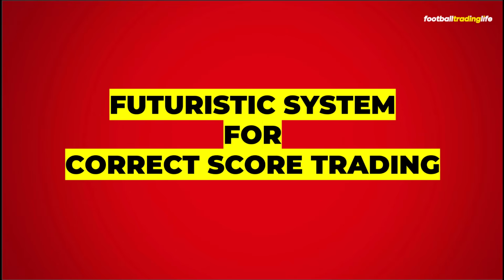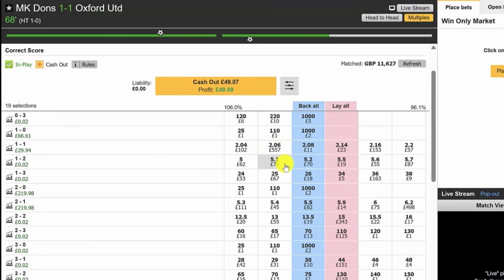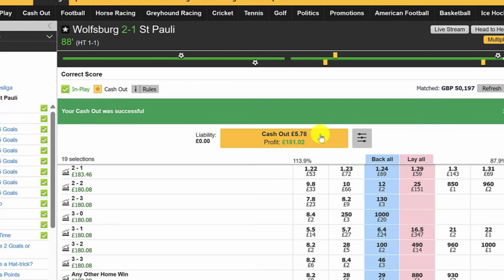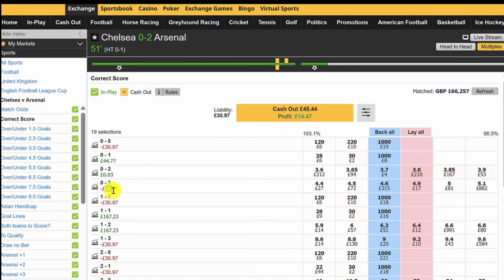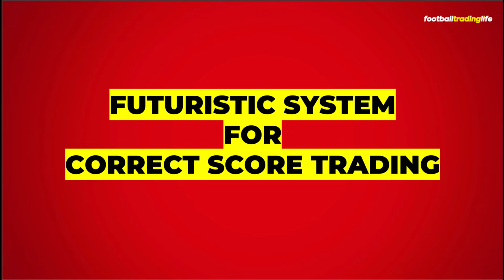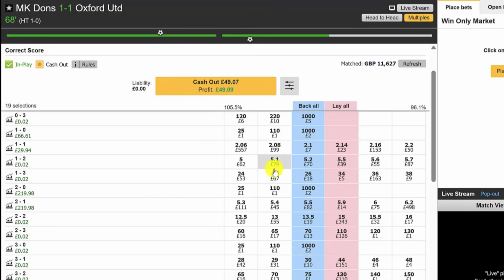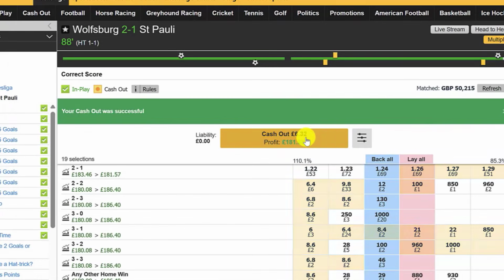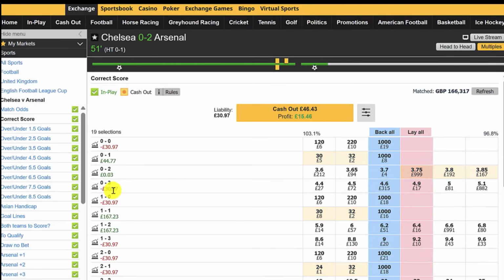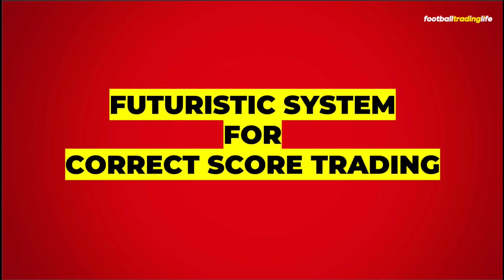So most Betfair football traders avoid the correct score market because it feels like pure chaos and it feels hard to predict. But in this video, I'm going to show you a futuristic way to trade correct scores, one that removes that chaos, cuts through the randomness, and gives you a clear structure that's going to help you to succeed on the correct score market. And once you see this system, correct score trading is never going to feel random ever again.